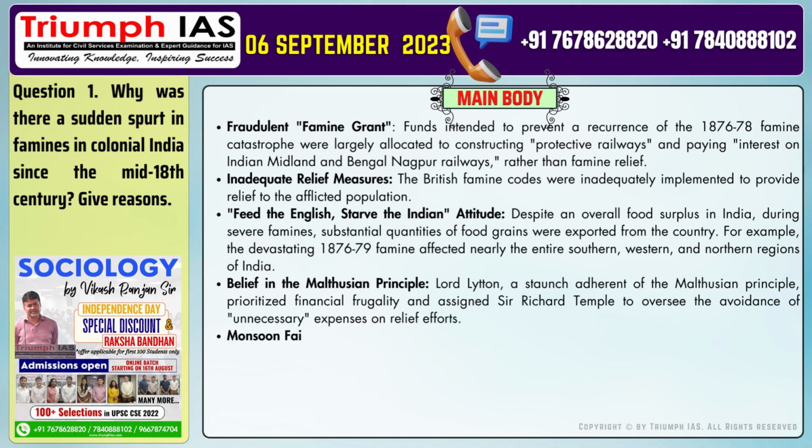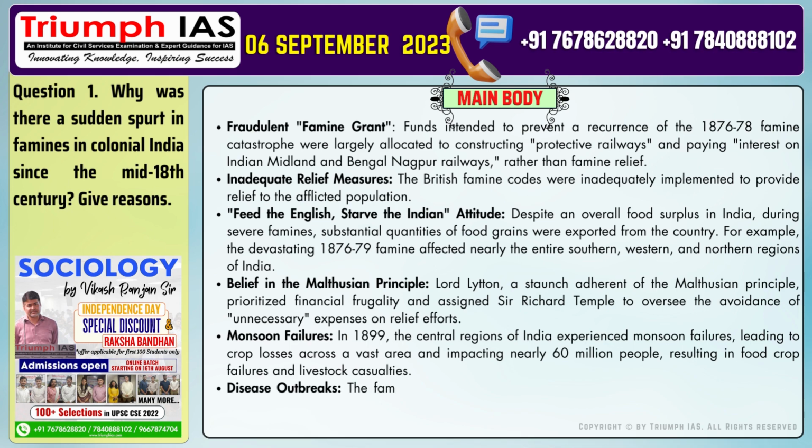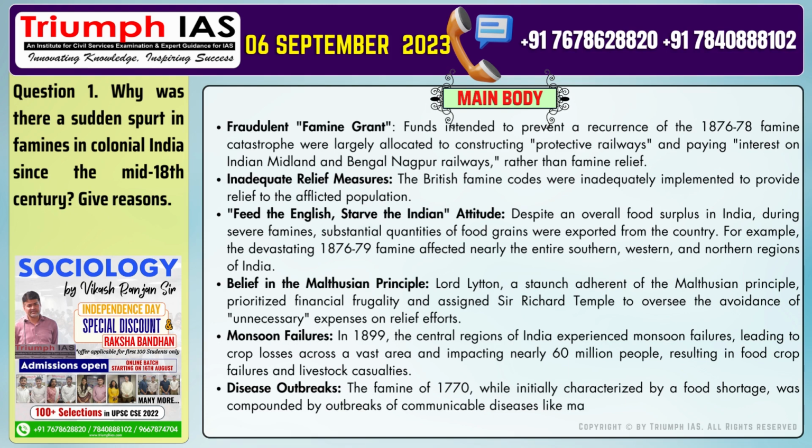Number 12. Monsoon failures. In 1899, the central regions of India experienced monsoon failures, leading to crop losses across a vast area and impacting nearly 60 million people, resulting in food crop failures and livestock casualties. Number 13. Disease outbreaks. The famine of 1770, while initially characterized by a food shortage, was compounded by outbreaks of communicable diseases like malaria and smallpox, exacerbating the suffering of the population.